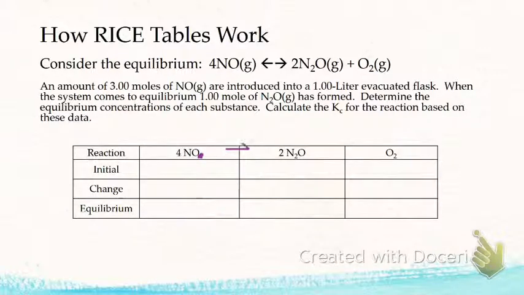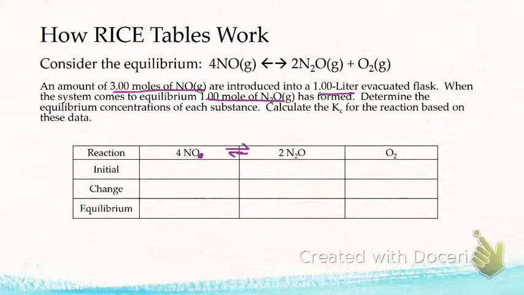And we're going to go ahead and add our arrows in here because it is a reversible reaction, and that way in our RICE table we can keep up with what's the product side and what's the reactant side. Okay? And then we look at the information that they gave us, and they tell us that 3 moles of NO are introduced into a 1 liter flask. When the system comes to equilibrium, we find that we have 1 mole of N2O. So it says determine the equilibrium concentrations of each substance and the Kc for the reaction.